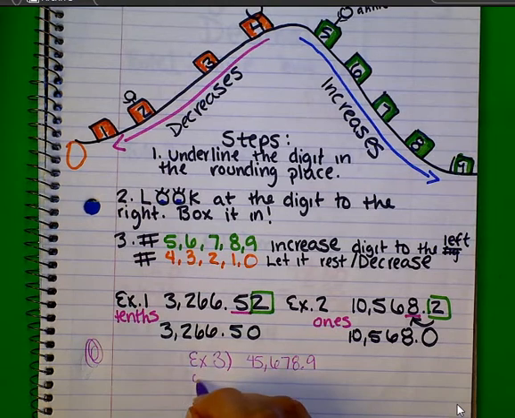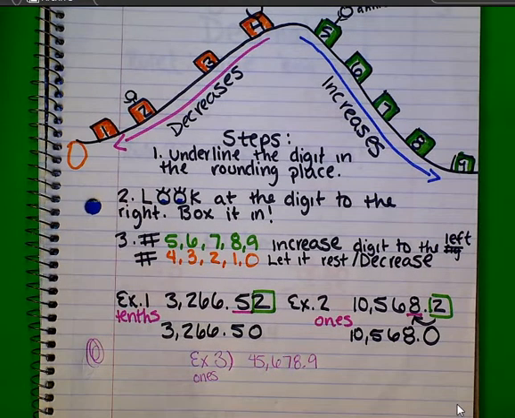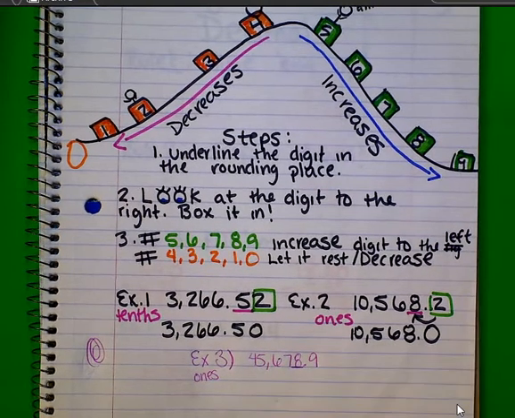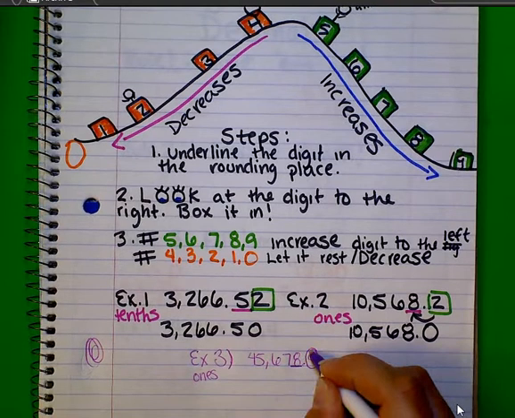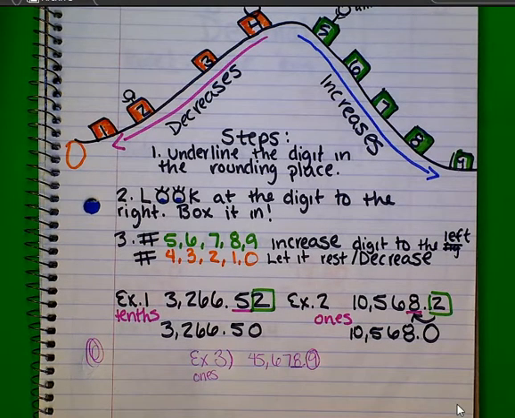So I'm going to write to the ones, and I'm going to underline the 8 because that's the ones place. Okay? I'm also going to circle the 9, or you can box it in, whichever you're comfortable with. As long as they box or circle it, I'm absolutely fine.